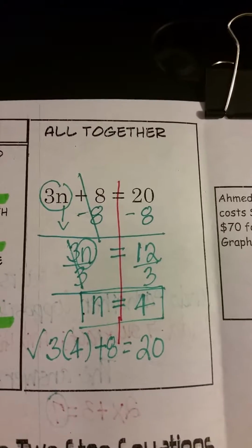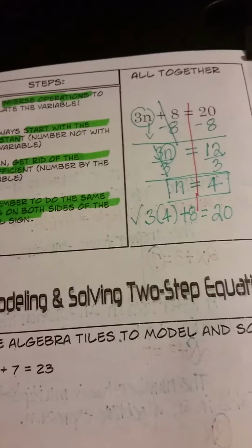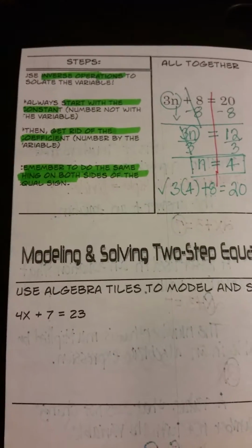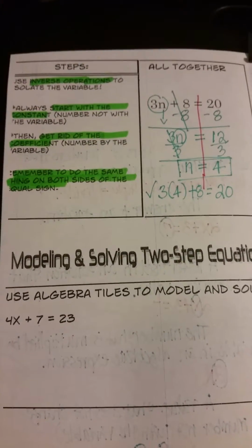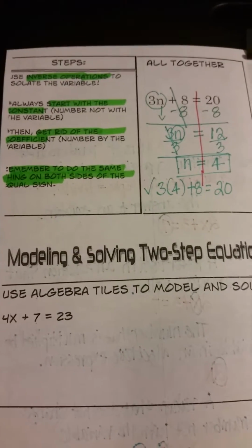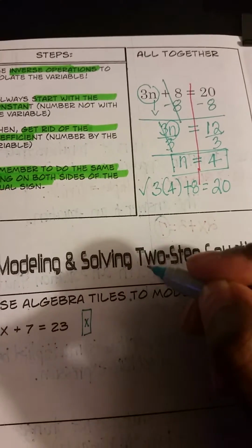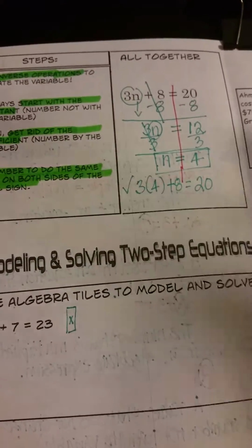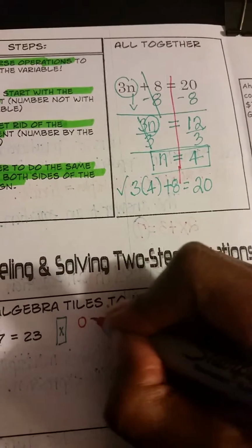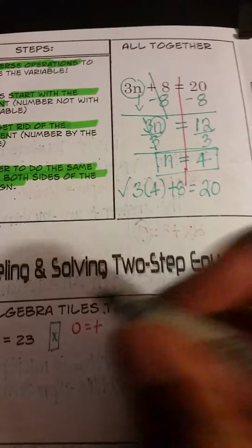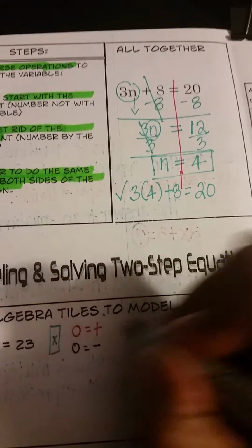Okay. Now, modeling and solving two-step equations. Here we're going to use algebra tiles to model and solve 4x plus 7 equals 23. The first thing I'm going to do is make myself a key. Okay, x's is going to be equal to x. Okay, I'm going to use a red circle for my positive, and I'm going to use a black circle for my negative.